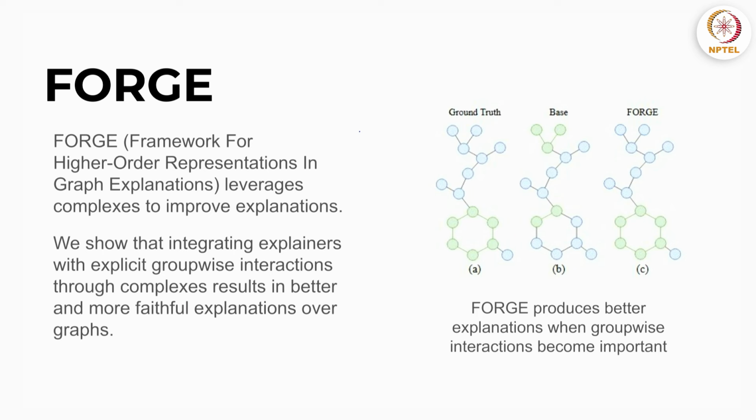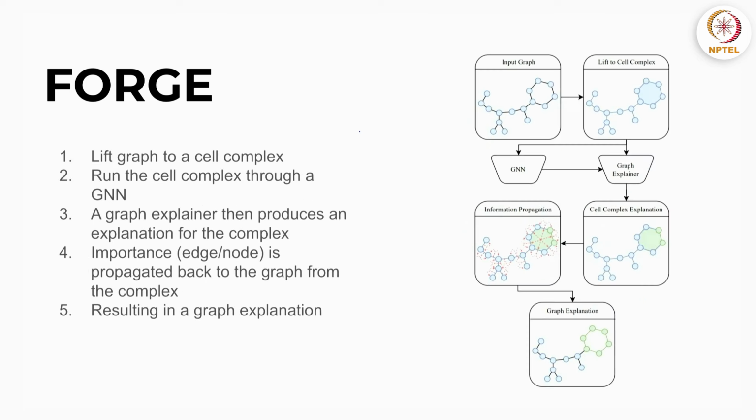As described by Akshat in the earlier slides, we utilize cell complexes to undo the graph limitations. We use cell complexes to model these higher order structures and relations that graphs alone can't capture, and we incorporate them in existing explainers to improve their explainability. How we go about this, we'll explain using Forge. This is a step-by-step process through which we can explain Forge.